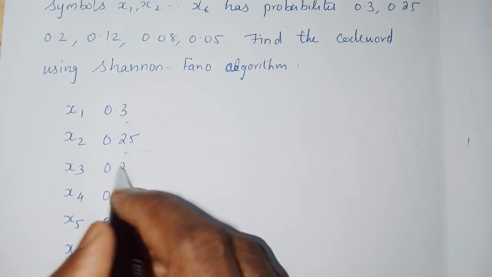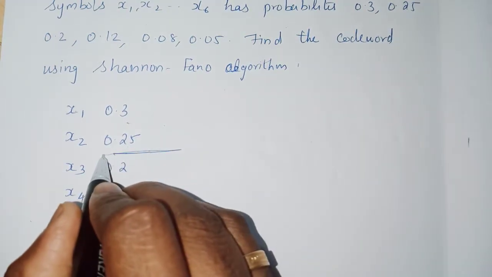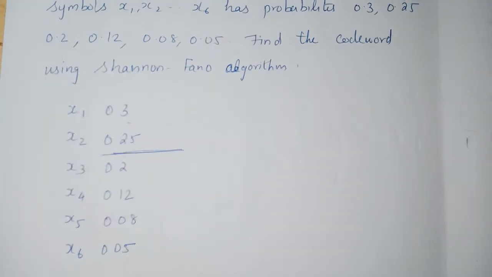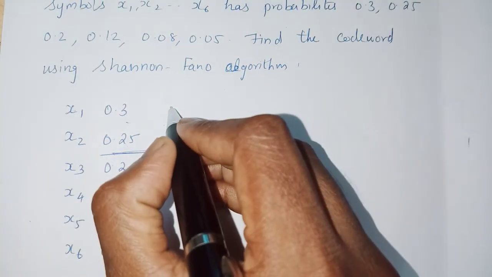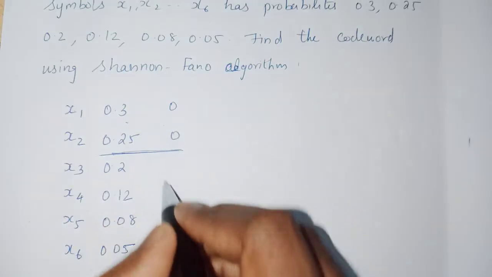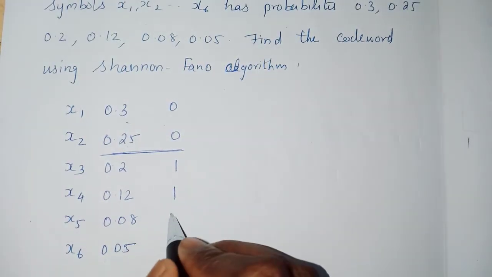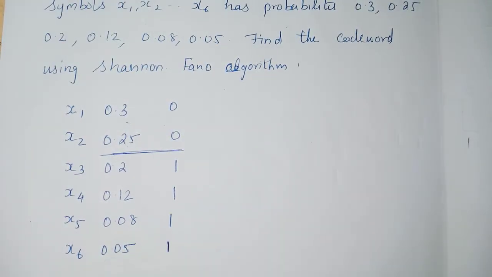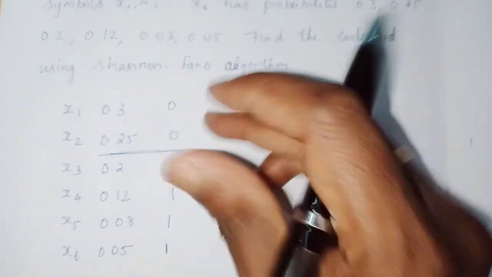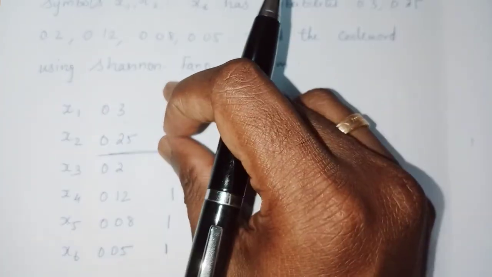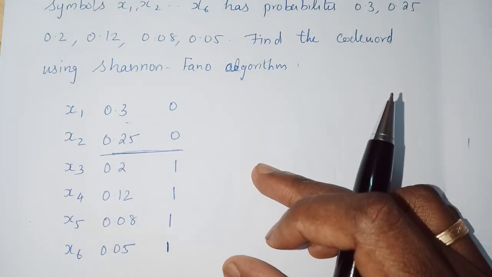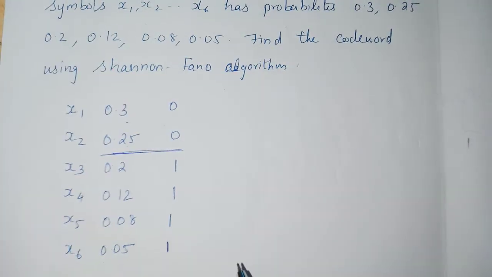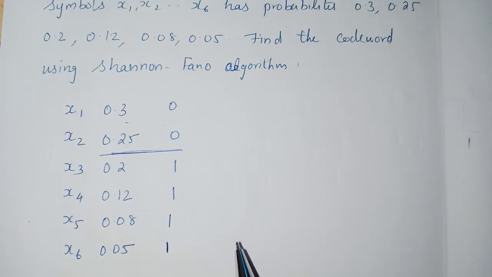The best option will be to split here, right? To split here. So once I make the split, assign the value 0 to the top and 1 to the bottom. Now this is a separate section, and this is a separate section. Again we are going to follow the same step and repeat it again and again till we reach the split for an individual symbol.